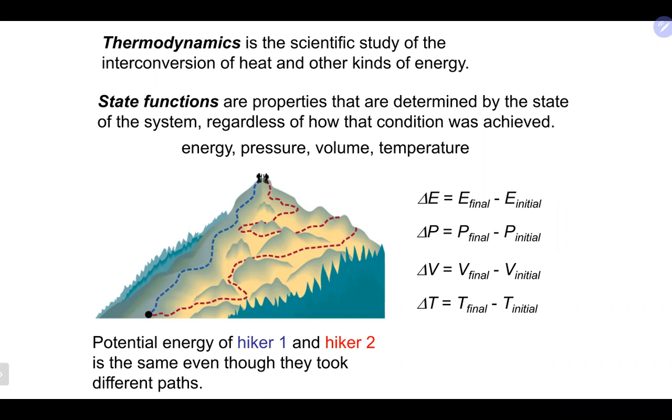There are certain functions which are referred to as state functions. State functions are properties that determine the state of a system, regardless of how it is achieved.